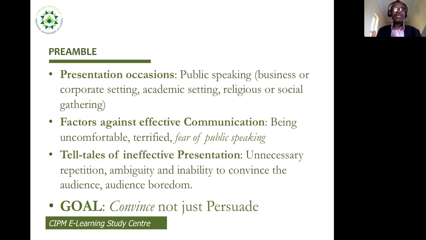So I said here, there are several situations where you need to present. It may be public speaking, as in a business or corporate setting, or even an academic setting. You have presented before when you defended your project at your A levels, at your university level, or at your postgraduate level. It might also be at informal gatherings like religious gatherings or social gatherings. As an MC at an event, you are presenting.